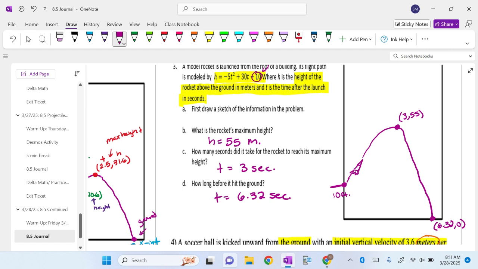Yeah, so that's why I said, guys, you gotta be very careful when you put things in. So why did I get 55? It comes from where? The vertex. What part of the vertex? Your y value. So the y value of the vertex is 55. All right. Who's got how many seconds to reach the maximum? It was 3 seconds. Good. And that would be the x value of the vertex.